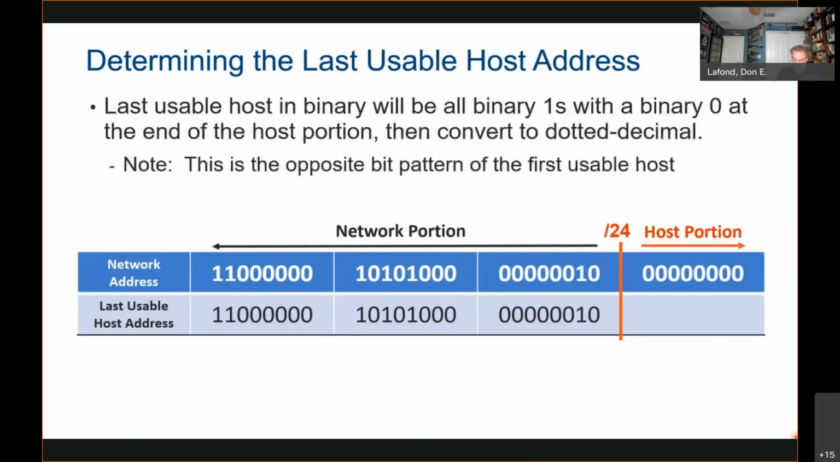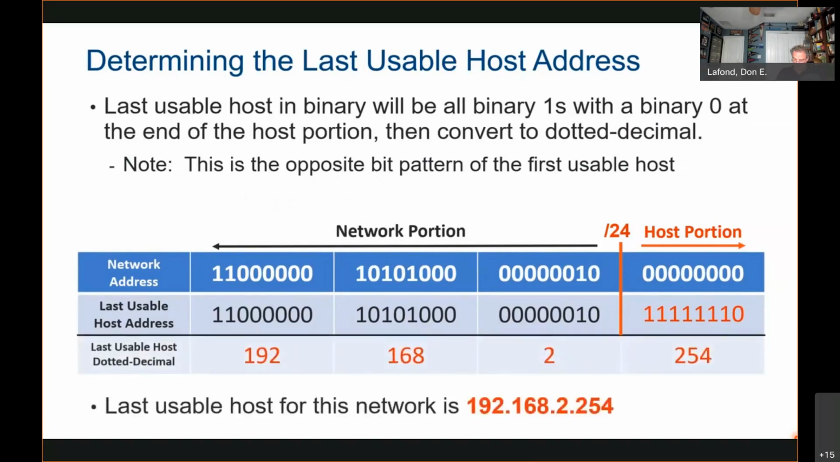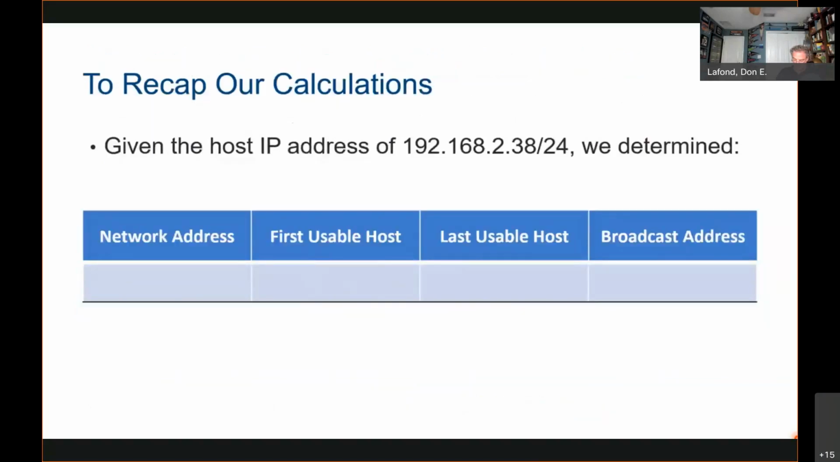Lastly, we'll determine the last usable host, which will be all binary ones with a 0 at the end, the opposite bit pattern of the first usable host. Converting to dotted decimal, we get 192.168.2.254. Let's recap our calculations.